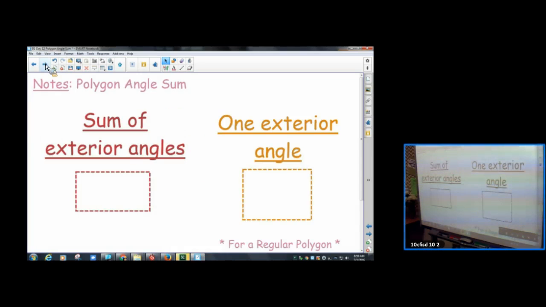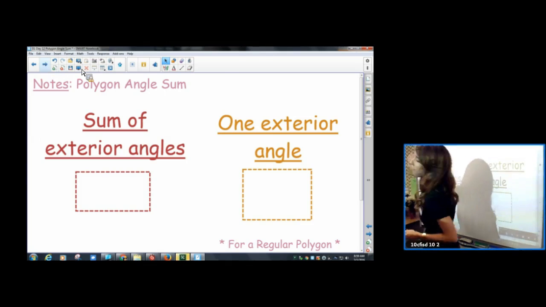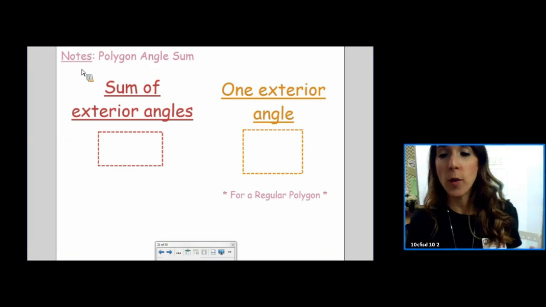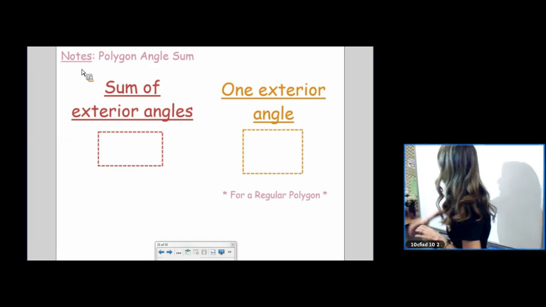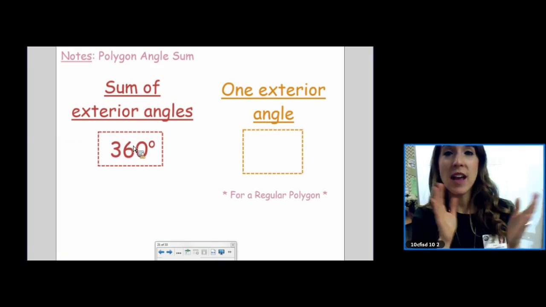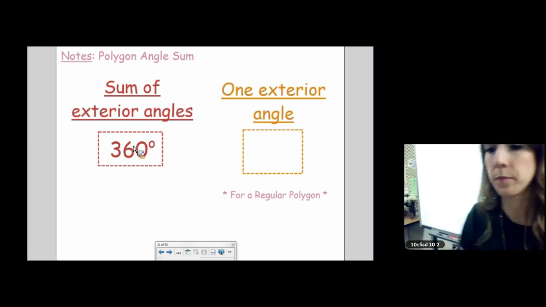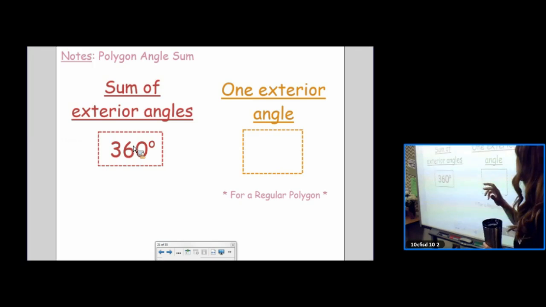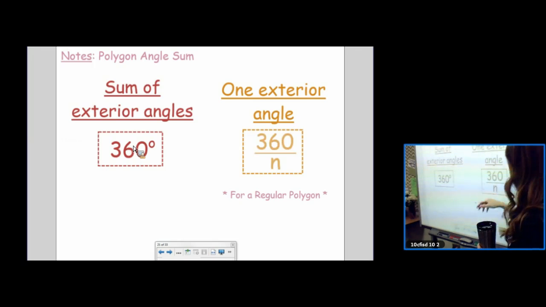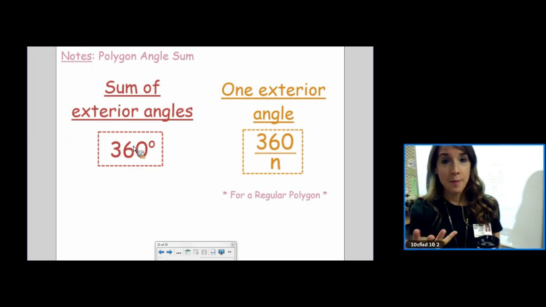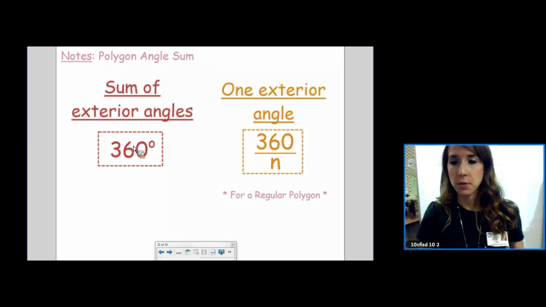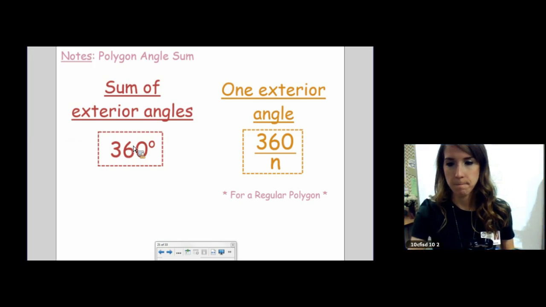So moral of the story is that the sum of the exterior angles, we don't even have a formula for that. There is no formula because it's 360 all the time, for every polygon in the world. Cool! The measure of one exterior angle would, of course, be the same as the other one. You take the sum and you divide it by the number of sides. 360 divided by n.